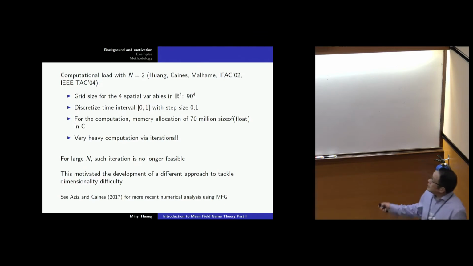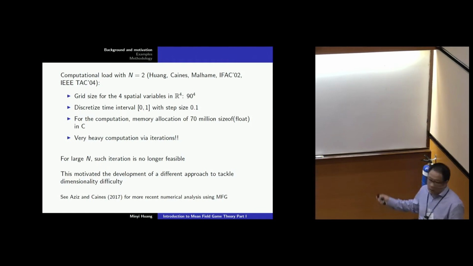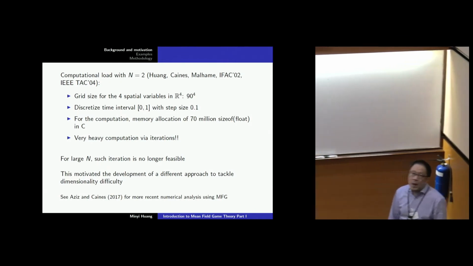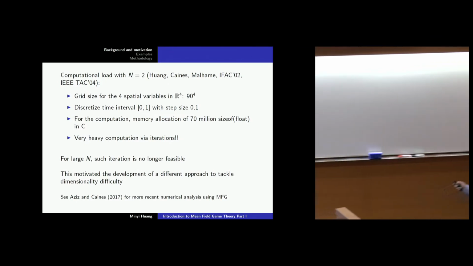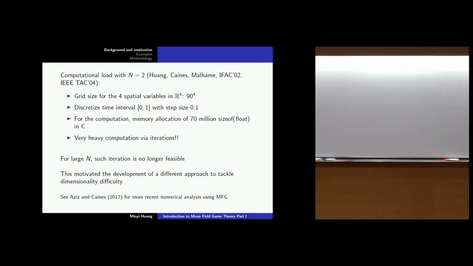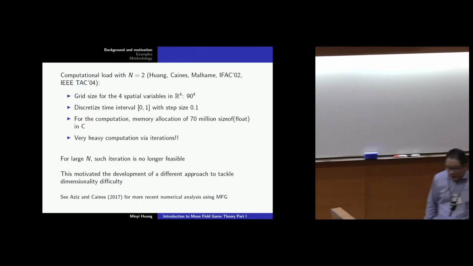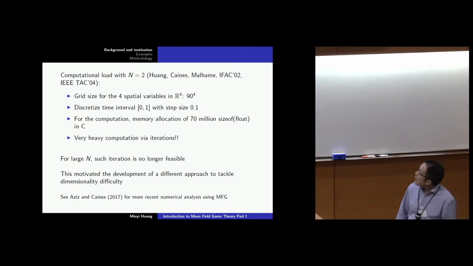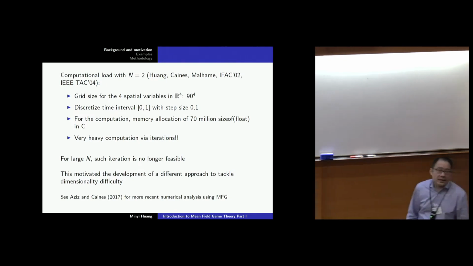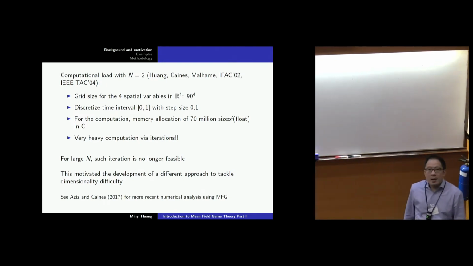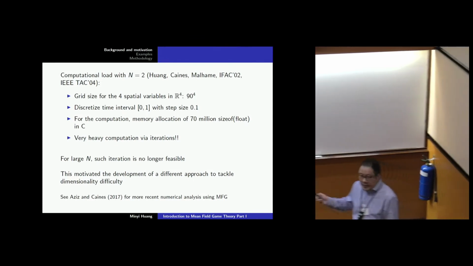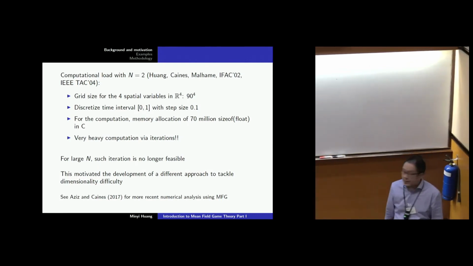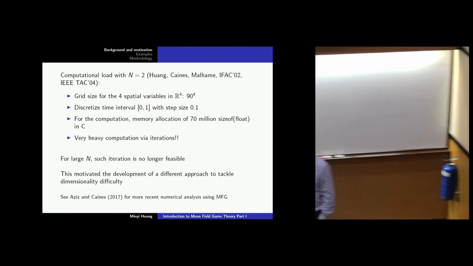Actually, after I finished my degree, I continued to work on other projects. So I did not really solve the original problem with large n. Later on, Kenneth and Aziz continued to do some nice numerical analysis. So it's for a very big population, but if you use the mean field game approach, numerically it's easy to handle. The computational load is modest.